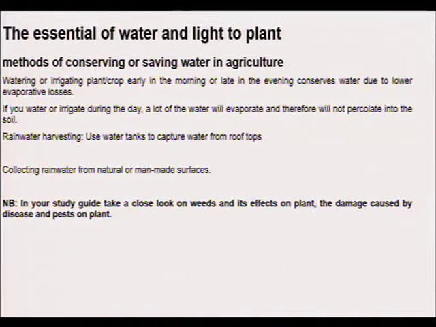And then also in your study guide, I want you to take a close look at weeds. We have the topic of weeds. You must know what weeds are, the definitions of weeds, and their effect on plants, and also the damage caused by diseases and pests on plants. This you can read on your own in your study guide, to prepare for your examination and throughout the year.